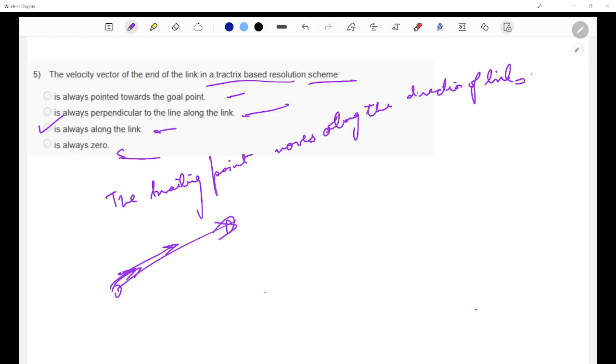First option, the A option was, it is always pointed towards the goal point. This is not a property of the tractrix curve. The velocity direction is not necessarily pointing towards the final goal. Instead, it depends on the orientation of the link. So if the link is angled sideways and the velocity is still along the link, so not directly towards the goal, then it is incorrect. The option B is velocity is perpendicular to the line along the link.